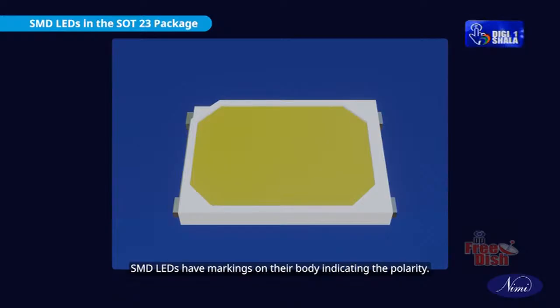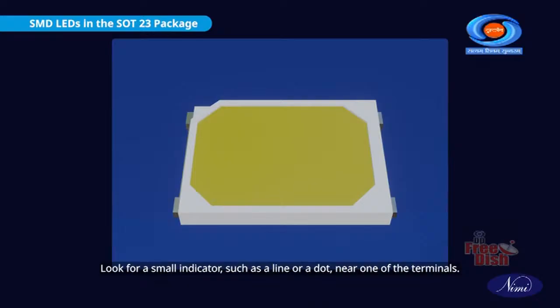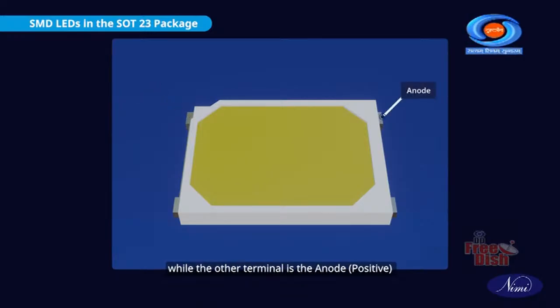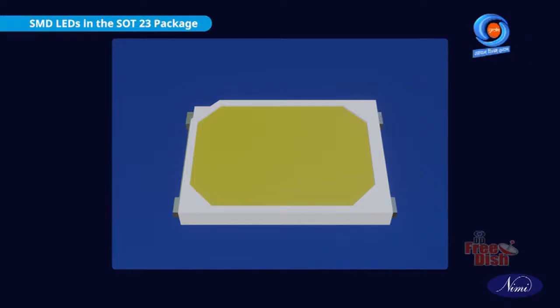SMD LEDs have markings on their body indicating the polarity. Look for a small indicator such as a line or a dot near one of the terminals. This terminal is typically the cathode, negative, while the other terminal is the anode, positive.